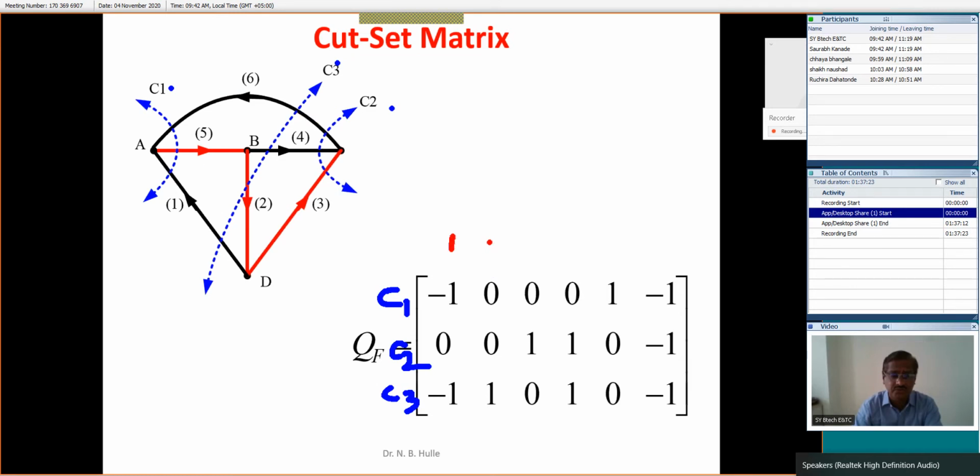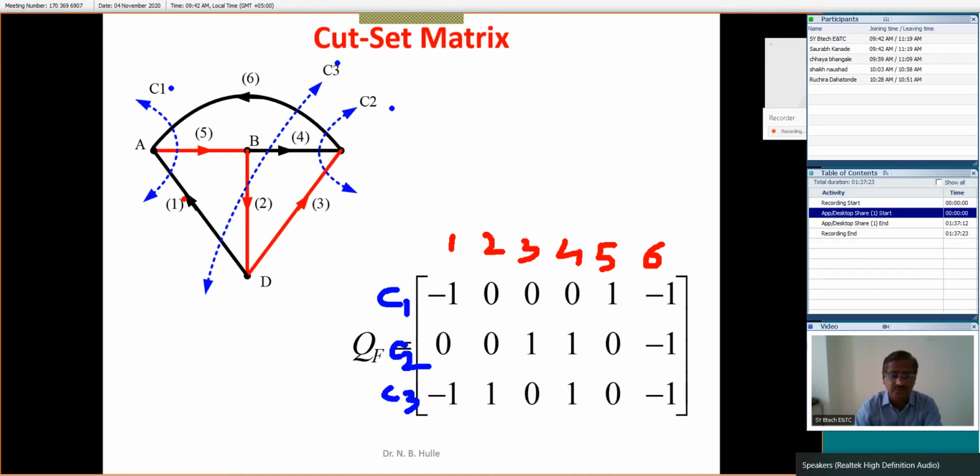It is branch number 1. This is branch number 2. This is branch number 3. Here is branch number 4. This is branch number 5. And last is branch number 6. We have 6 branches. That's why here there will be 6 columns. This concept is a little clumsy. I will discuss it clearly. Now in cut set number 1, 2, 3, these 3 branches we are removing.